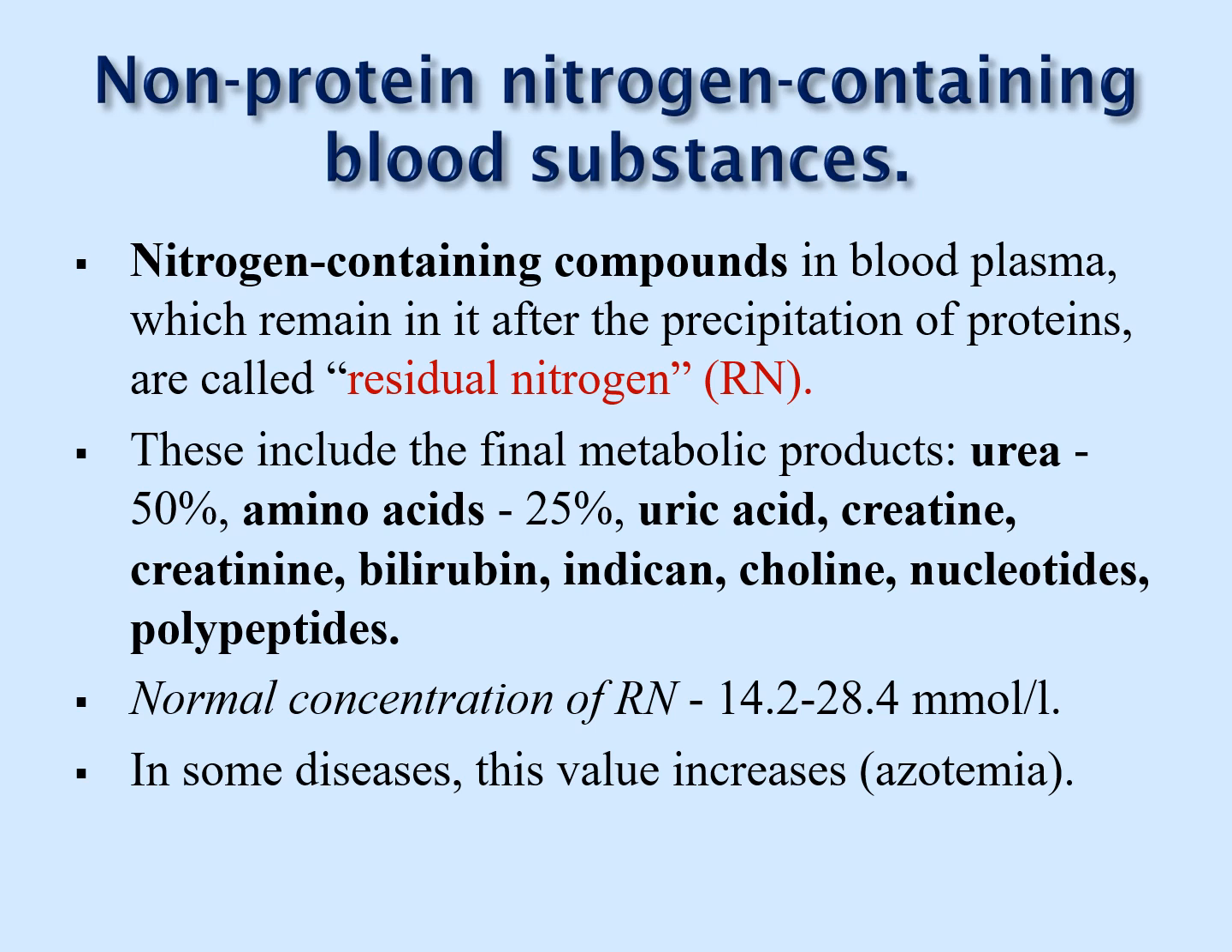You should be ready to discuss what urea means, and in which cases the concentration of urea in blood can be increased, and we will discuss what BUN means, because it is important for medical practice. Normal concentration of residual nitrogen is 14.2 to 28.4 millimole per liter. If the concentration of residual nitrogen is increased, we can speak about azotemia.